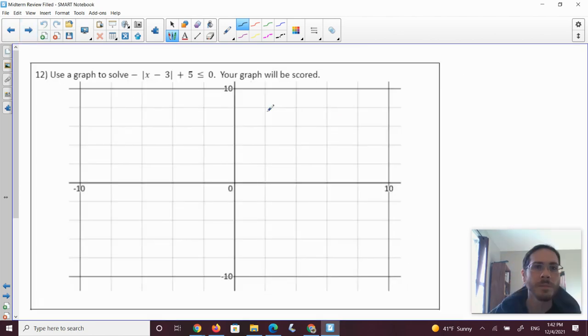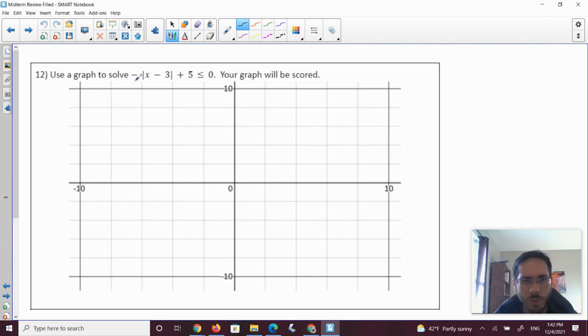All right, so we're doing number 12. I had to fix my graph on number 12. So it says use a graph to solve negative absolute value of x minus 3, plus 5, is less than or equal to 0. Your graph will be scored. So the idea is we want to graph each side of the inequality and then come up with a final answer for where we've got a double shaded region.